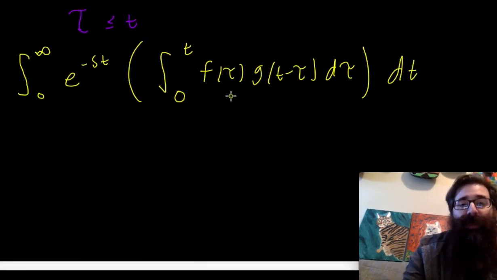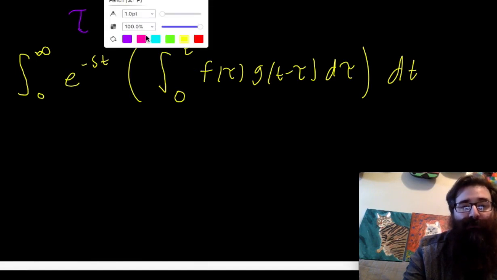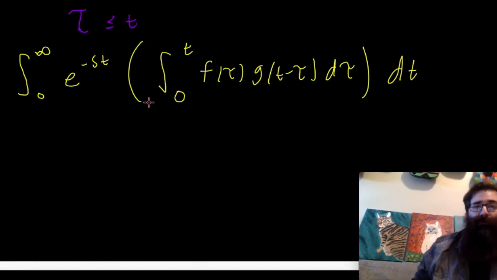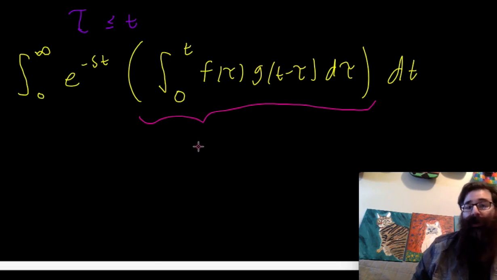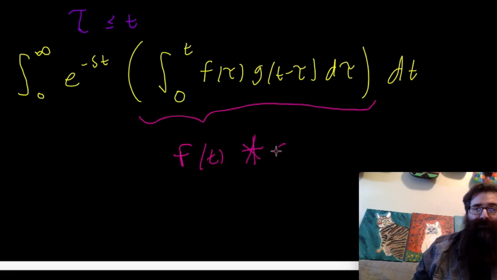But if you take a look at what we have now, we actually have a special name for this inner integral. This is the convolution. We'd say the integral from 0 to t of f of tau times g of t minus tau d tau is, by our definition, or by our nomenclature, however you want to think of it, the convolution f of t star g of t. This is the convolution of f and g.